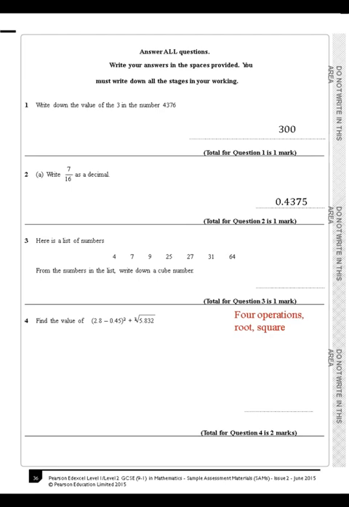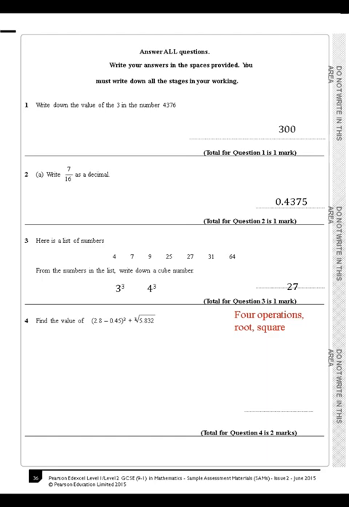Question 3. Here is a list of numbers: 4, 7, 9, 25, 27, 31, 64. From the numbers in the list, write down a cube number. So you can only pick one number. So there are two options. You could pick 27 or you could pick 64.